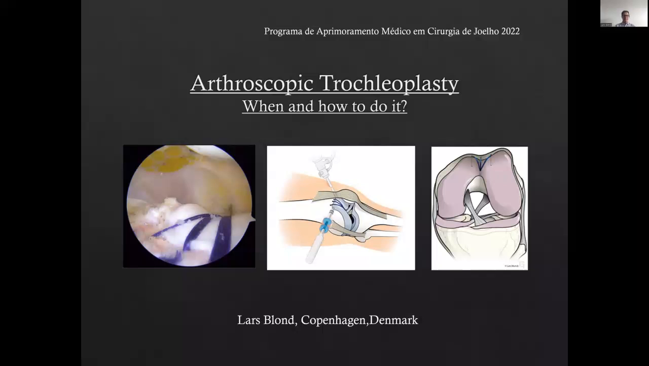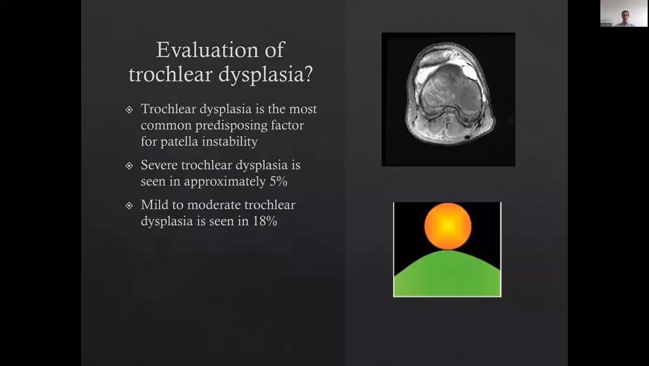Before we start with the trochleoplasty part, I would like to speak a little bit about the evaluation of trochlear dysplasia, because this is why we do trochleoplasties. That is due to trochlear dysplasia, and trochlear dysplasia is the most common predisposing factor for patellar instability.